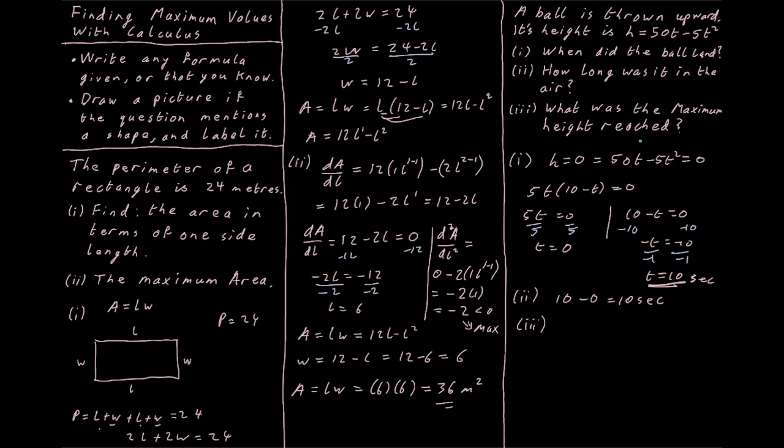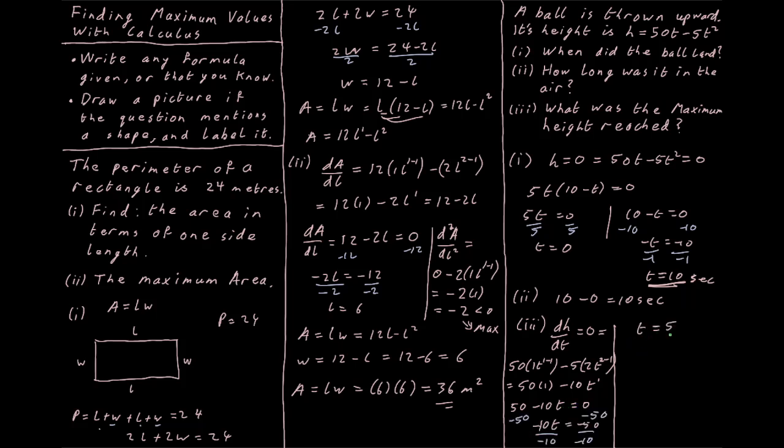What was the maximum height reached by the ball? Well, the maximum is going to be when dh/dt is equal to 0. So we're going to get that derivative. And when we use our power rule, we get dh/dt would be 50 minus 10t. Now we need to find our value for t, so we solve that equation. We need to find the time that our maximum height happened at. When we do our rearrangement, t is equal to 5, and that would be 5 seconds as I'm interpreting it.